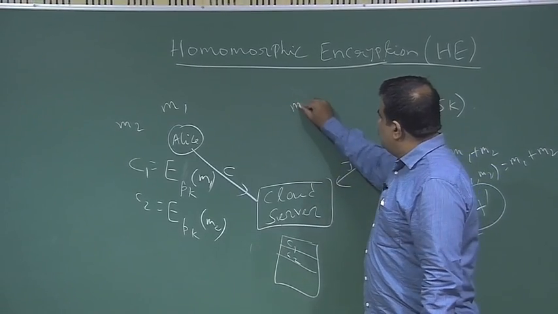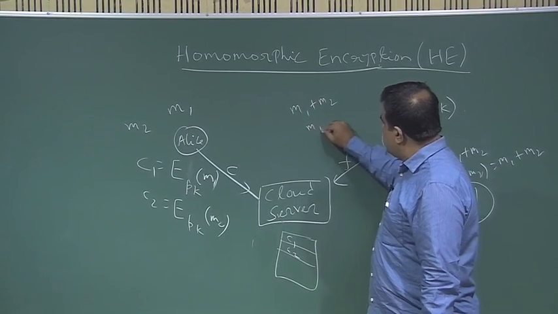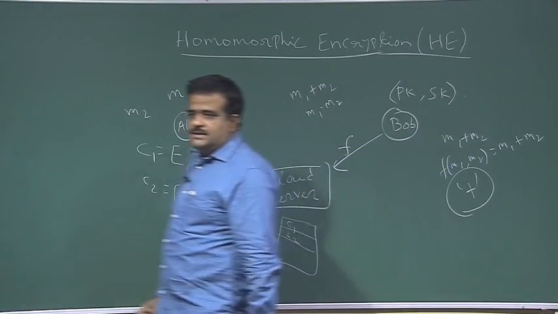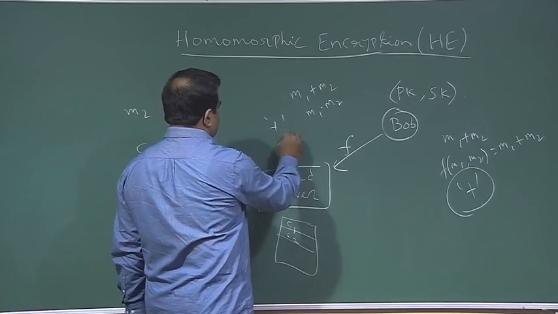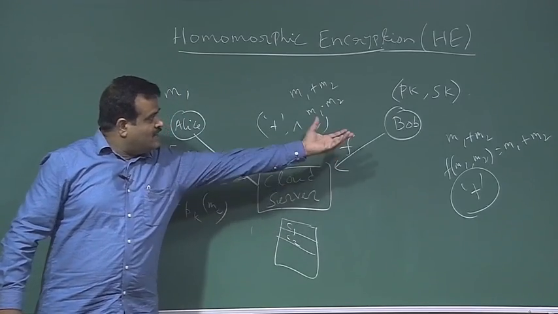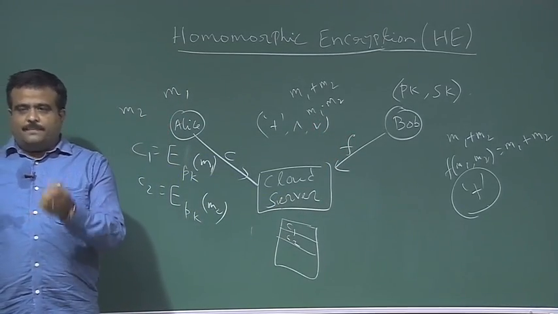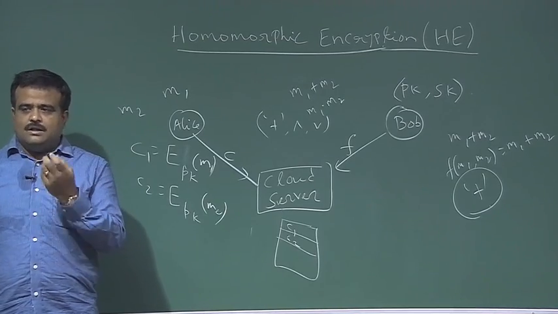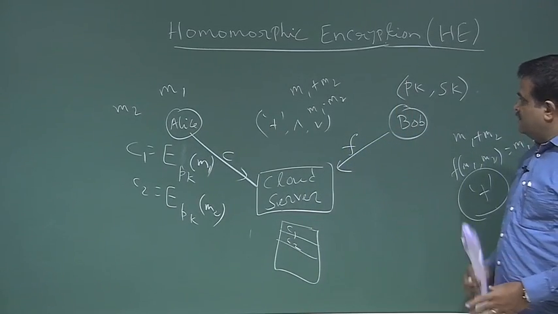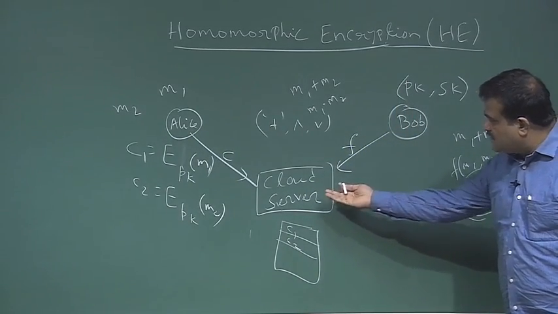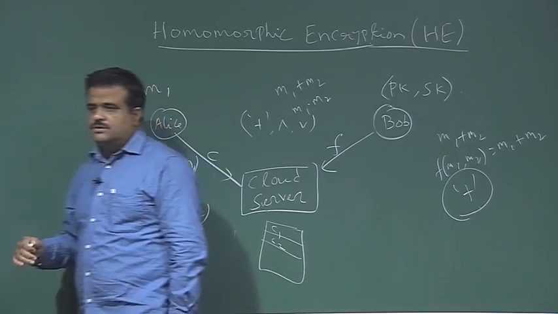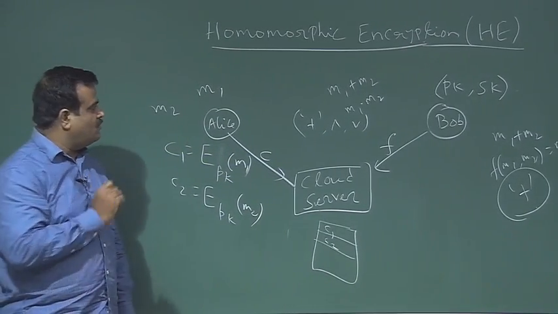compute M1 plus M2. Not only plus, we may have some other operation like M1 times M2, or some other circuit. Instead of plus or dot, we may have a general circuit. That may not be possible for Bob to calculate after getting M1 and M2, because Bob may be carrying a low power device with limited computation. So if we can use the cloud to calculate that on behalf of Bob, that is the main advantage of homomorphic encryption.